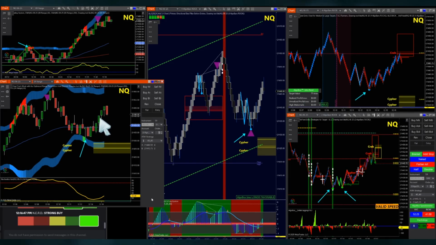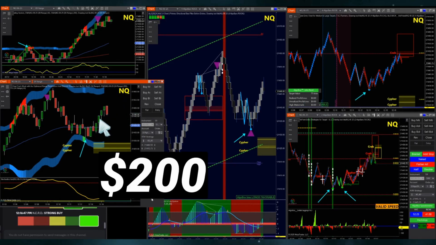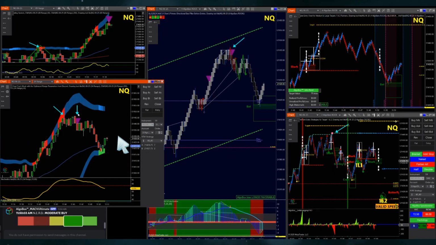Sometimes on a strong day, I'll try to touch the upper band, so from band to band, but generally I'm looking just to get out at 40 ticks. This is the NQ. 40 ticks with 1 contract is $200. All right, so let's check out the next chart.